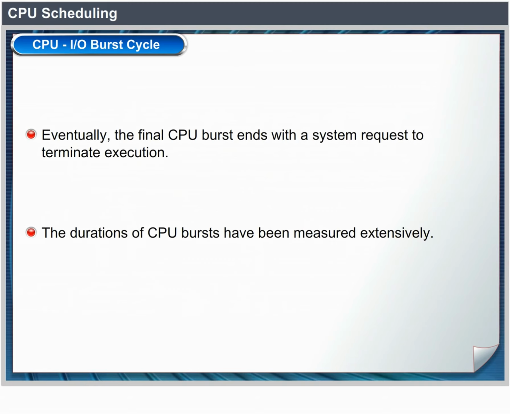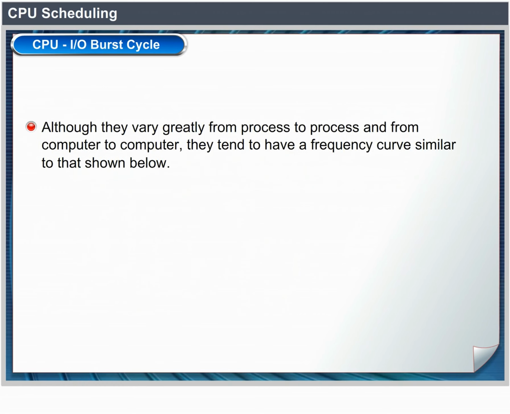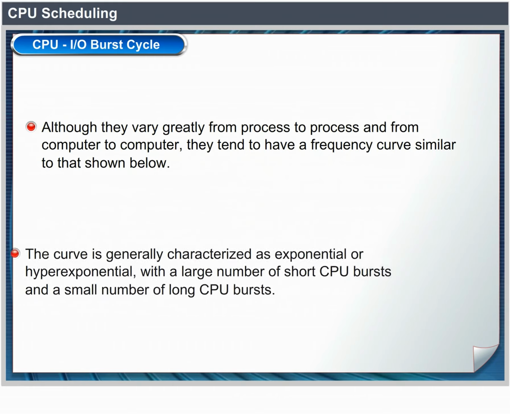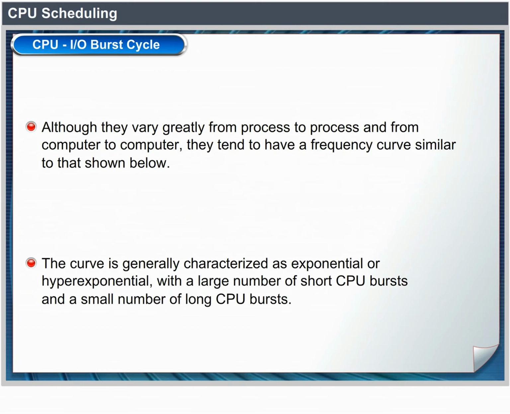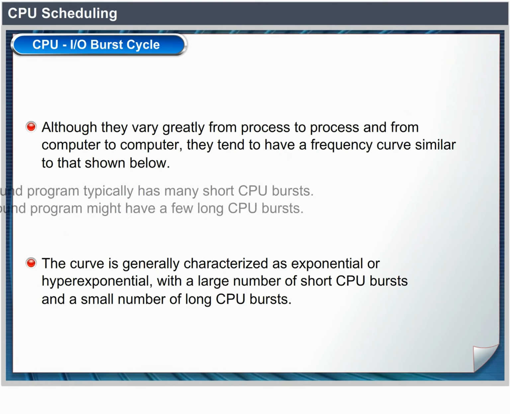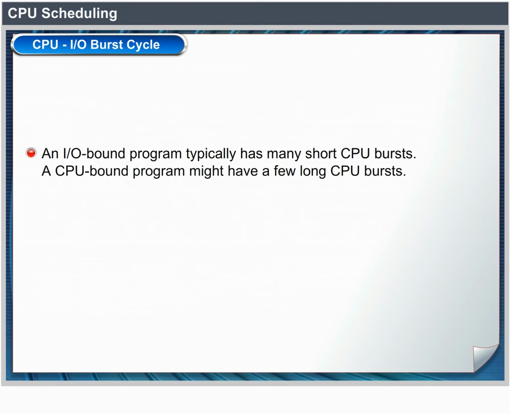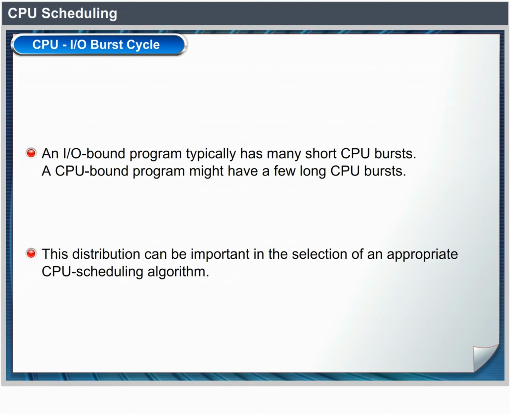The durations of CPU bursts have been measured extensively. Although they vary greatly from process to process and from computer to computer, they tend to have a frequency curve similar to that shown below. The curve is generally characterized as exponential or hyperexponential, with a large number of short CPU bursts and a small number of long CPU bursts. An input-output bound program typically has many short CPU bursts. A CPU-bound program might have a few long CPU bursts. This distribution can be important in the selection of an appropriate CPU scheduling algorithm.